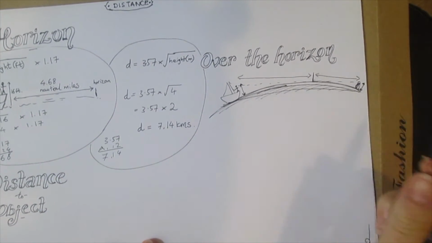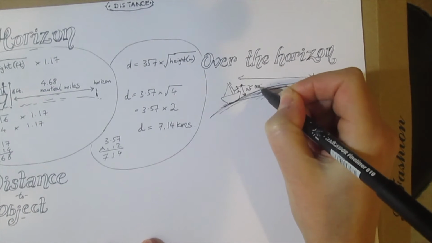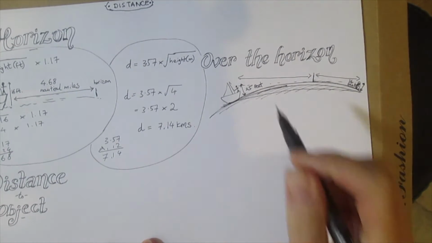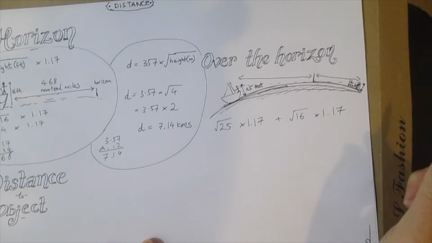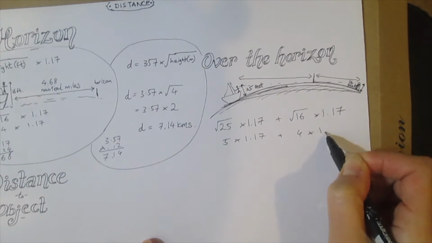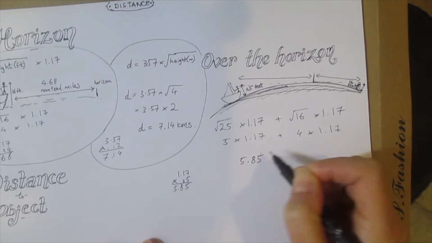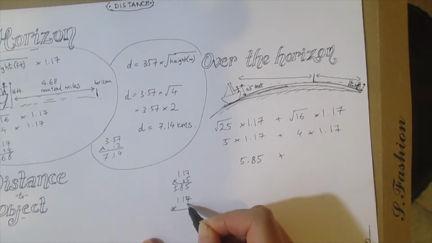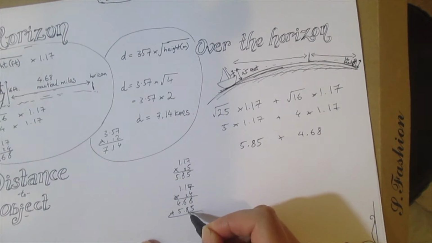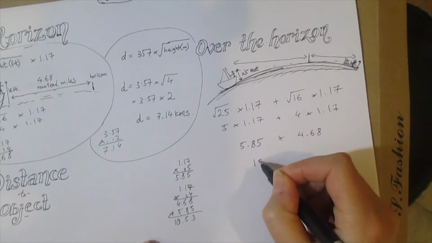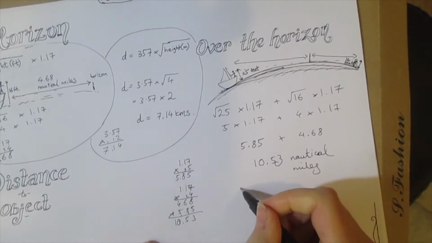So we can imagine maybe my eyes are 25 feet above sea level, and the top of this tower here is 16 feet above sea level. So filling in the values to our formula, we get 5.85 plus 4.68, which is 10.53. So I use the first formula, so that gives me the answer in nautical miles.